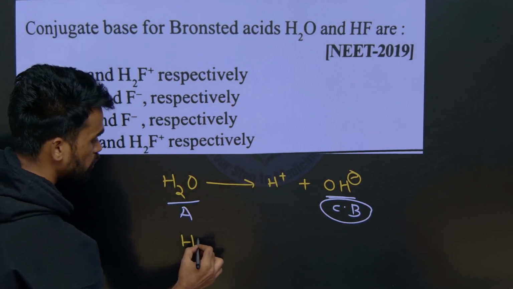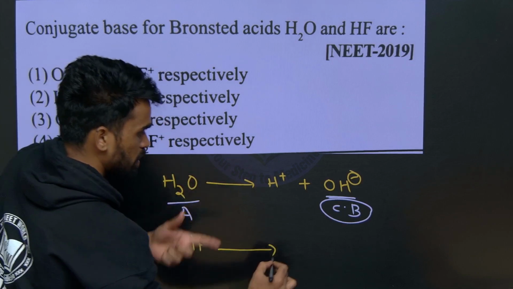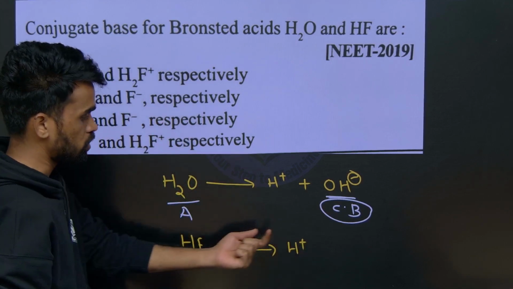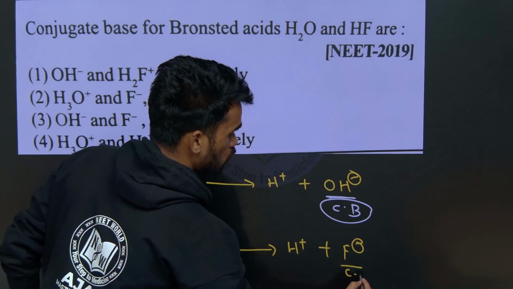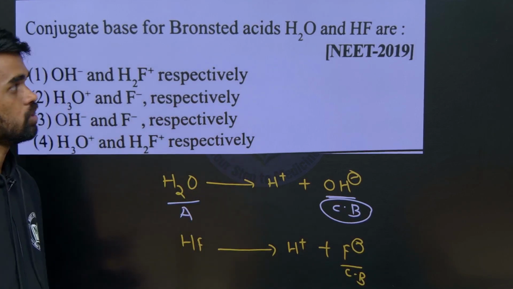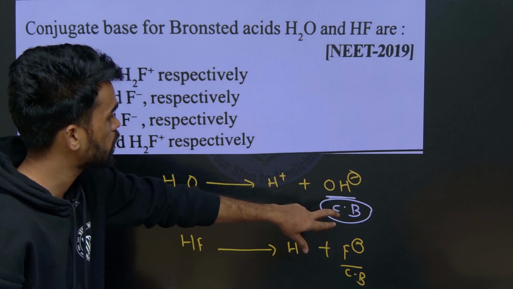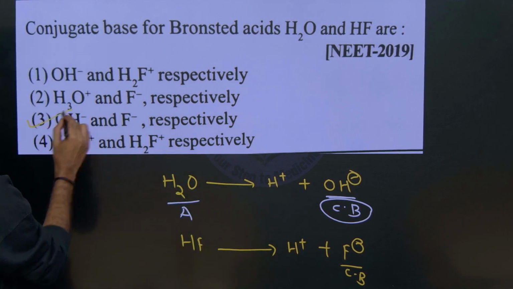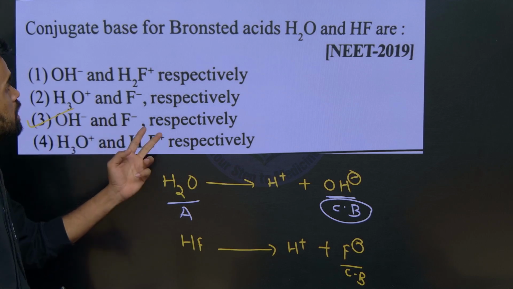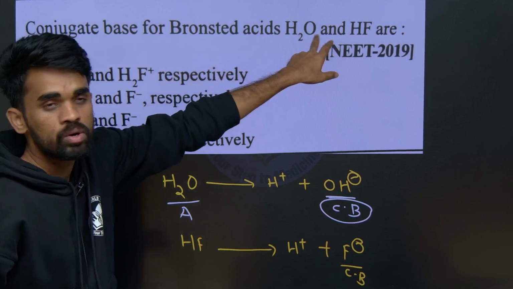Similarly, HF, if it is an acid, will release one H plus ion and form F minus. So this is the conjugate base of this particular acid. These are the two conjugate bases, so choose the option having these two. See, option 3 has OH minus and F minus. These are the conjugate bases for these two Bronsted acids.